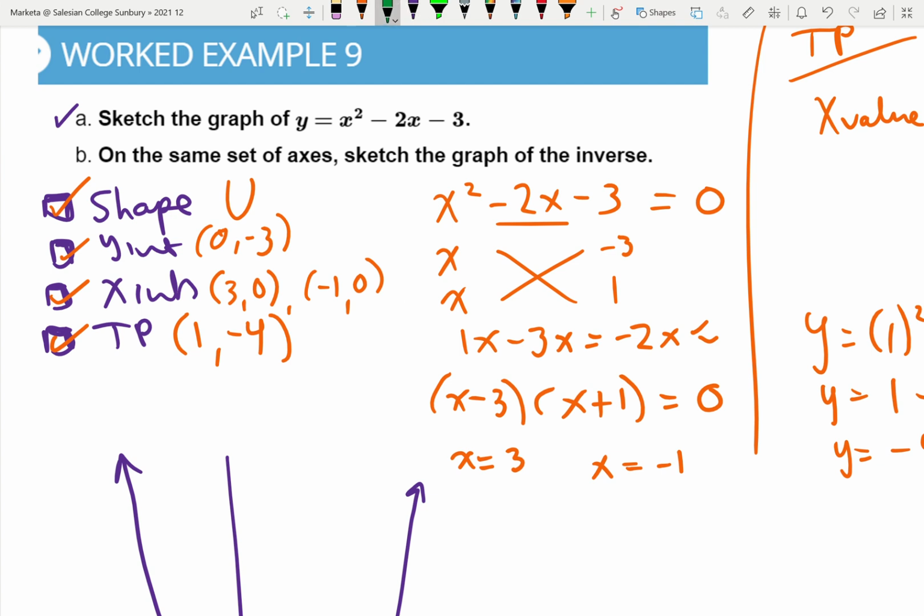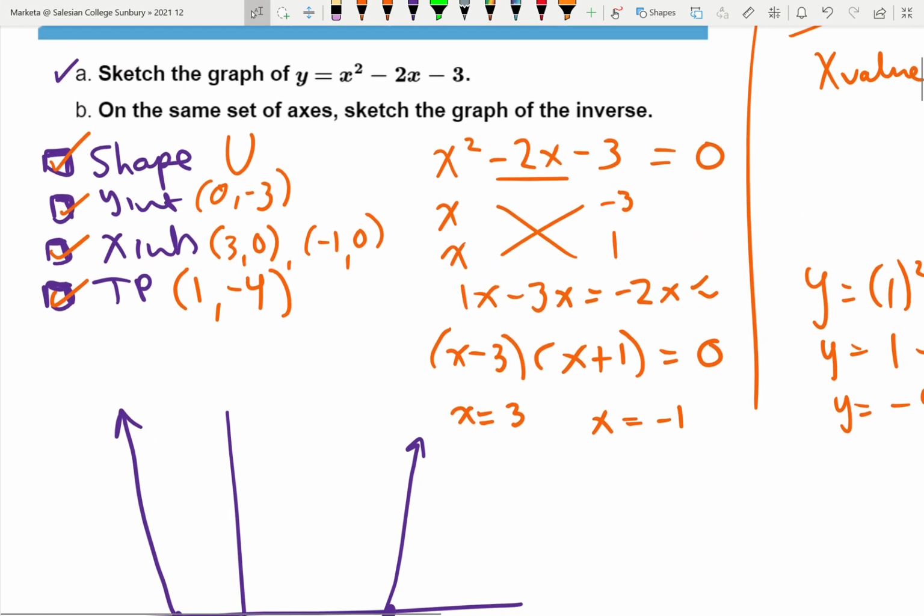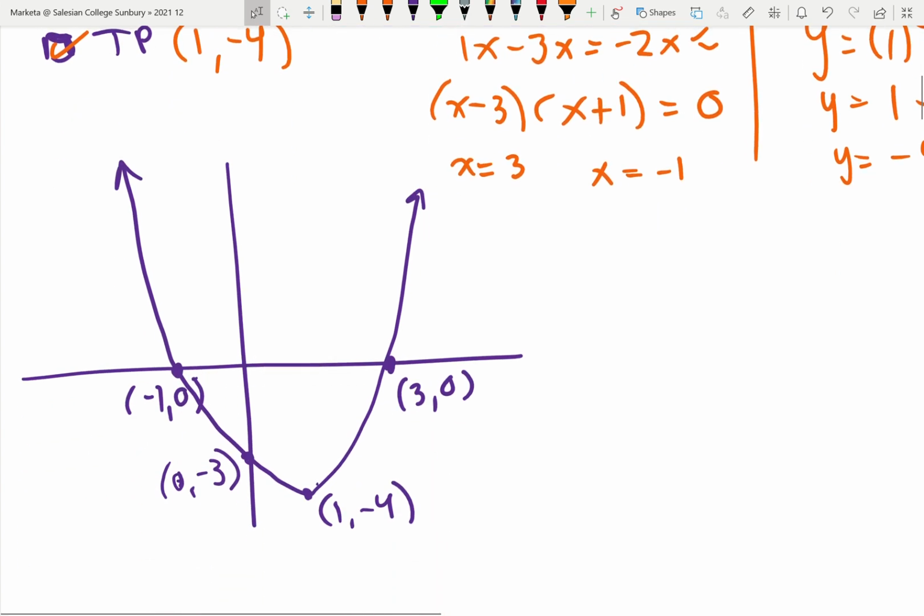They're telling us on the same set of axes, sketch the graph of the inverse. And inverse is the opposite function. So everything's opposite about it. And, you know, I'm going to use orange because I'm pretty sure orange is the opposite to purple. So we will use orange. So on the same set of axes, sketch the graph of the inverse. Okay, so all we need to do here, we don't need to find a rule or anything. They're not asking us to do that.